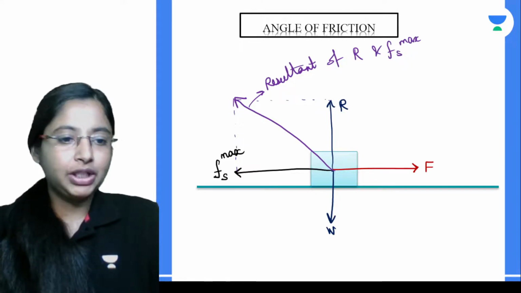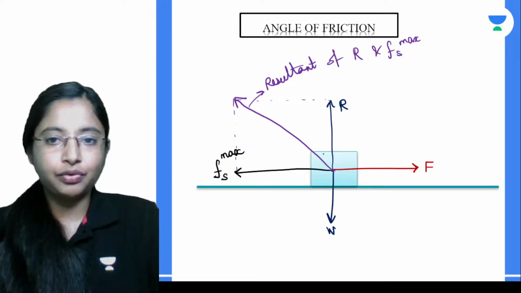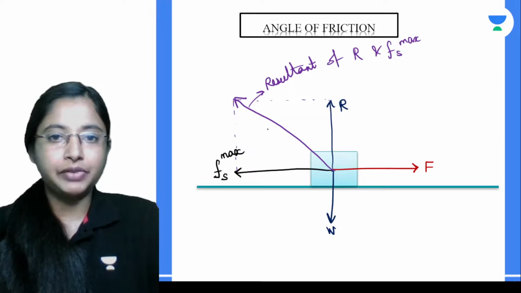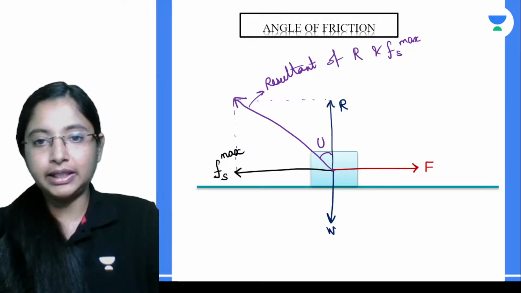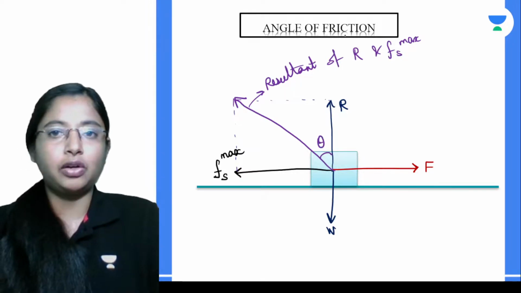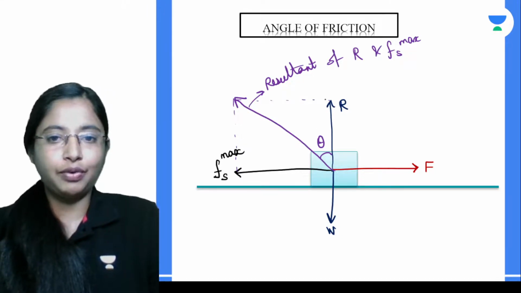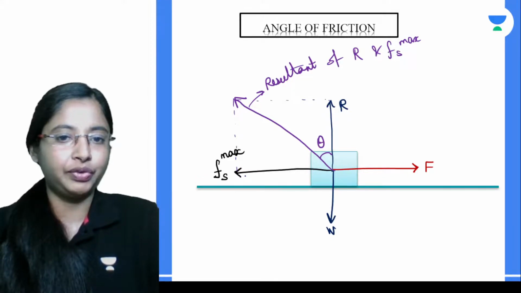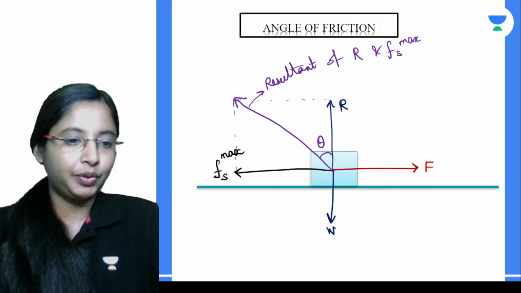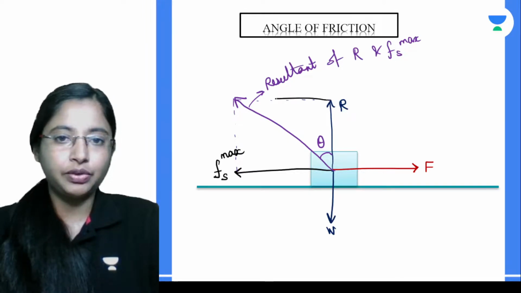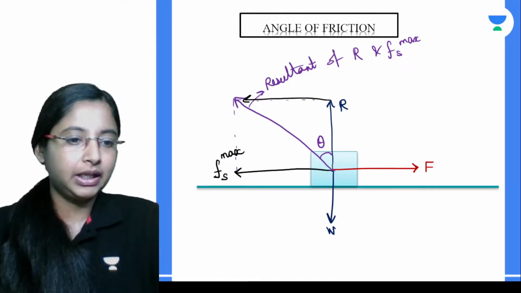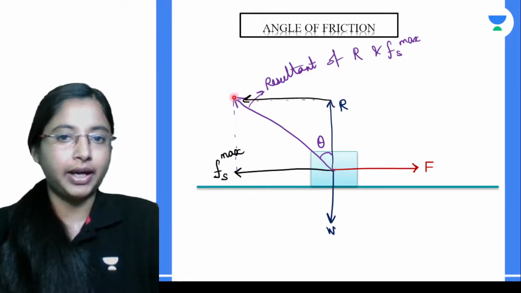Now if you see the angle between the normal reaction force and this resultant over here, this angle is theta, and this angle theta is called your angle of friction. Now obviously we could move the vectors, right? This Fs max, we can move it to this point over here. We can move this vector here. So what we have right now is basically a right angle triangle.